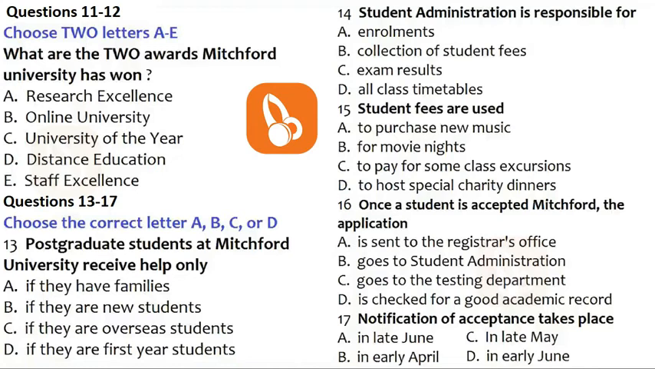Now, when you apply for a place at Mitchford University, your application package goes first to the registrar's office, where it is either accepted or rejected based upon your past academic record and test results. If you are accepted, it comes to the Student Administration Department, where we examine any special requests you may have included in your application. After that, a letter is sent to you informing you of your acceptance. The whole process takes about 3 to 4 weeks.